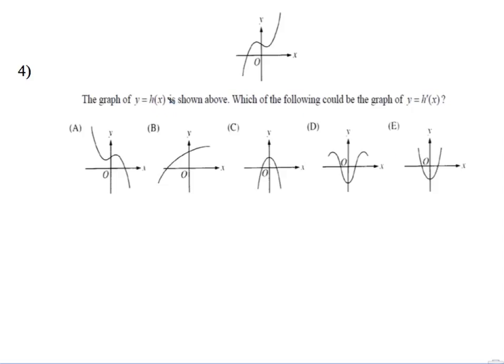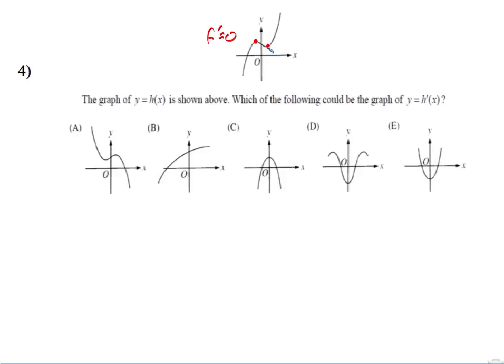The graph of y equals h of x, we don't know what function, is shown above. Which of the following could be the graph of its derivative? All right, so let's analyze this graph. What happens right here? There is this 0. The slope is 0. That means what is equal to 0? CV. F prime. F prime is equal to 0.